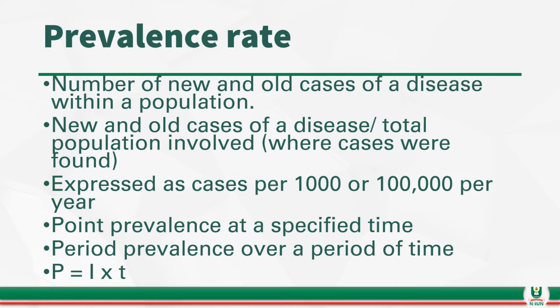Now there's what we call point prevalence, when it is at a specified time. Those old and new cases at that specific time is called point prevalence. But if it is over a period of time, it is called period prevalence. That is new and old cases over a period of time. That is what prevalence rate is.